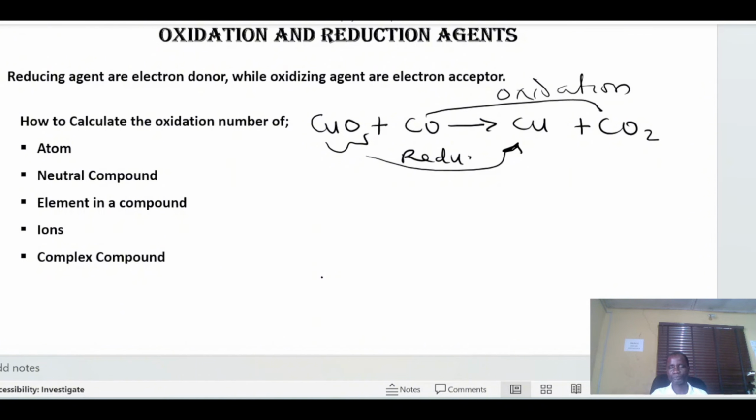Therefore, CuO is known as what? Oxidizing agent. That's it. This CuO is an oxidizing agent. Why is CO known as what? Reducing agent.